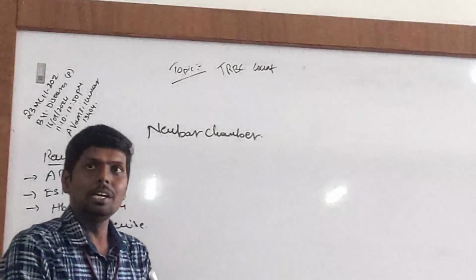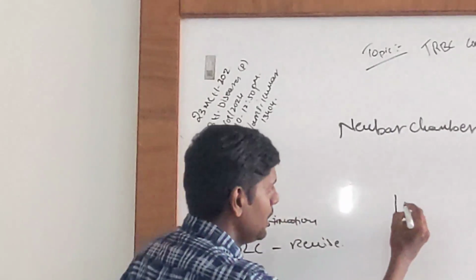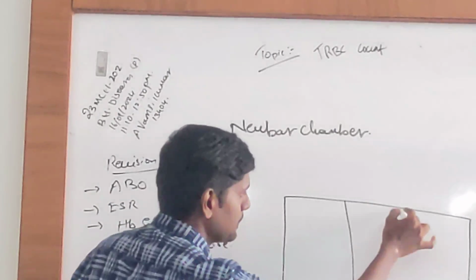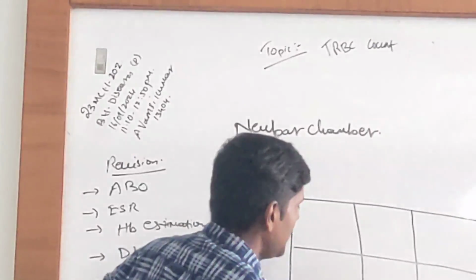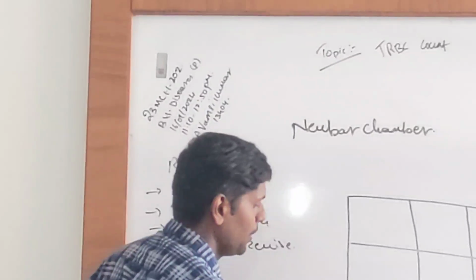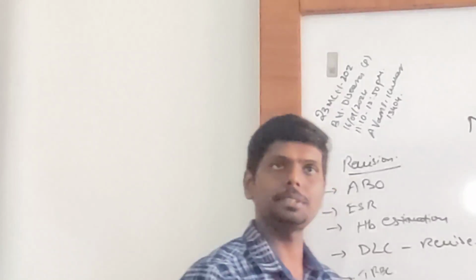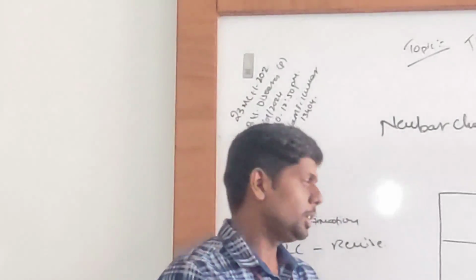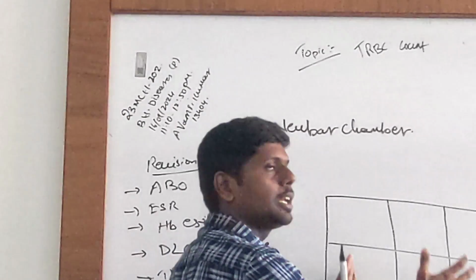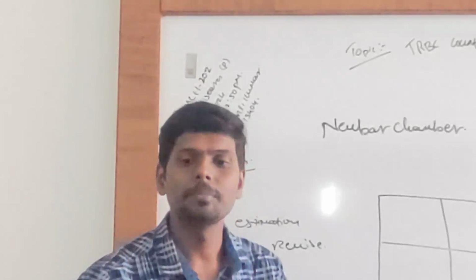Now listen, those areas are like this. We have a Neubauer chamber. In the Neubauer chamber, we have 9 boxes like this, a 3 into 3 grid. Everyone draw this, it is very important. These are called large squares. So the Neubauer chamber has 9 large squares.